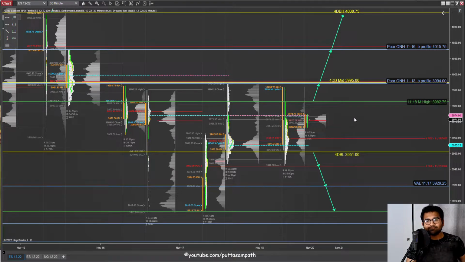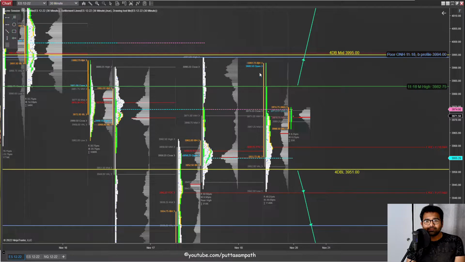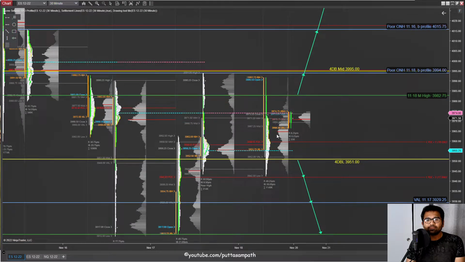However, the prominent point of control and everything of today's session, which is Friday, November 18th, it's like a B profile. So we have to see whether this B profile low holds true or not. If we are holding the 4-day balance low, which is 39.51, as support, then most likely the target would be 4038.75. That's it based on the candlestick. That's it based on the market profile analysis. No weak levels formed in today's profile.